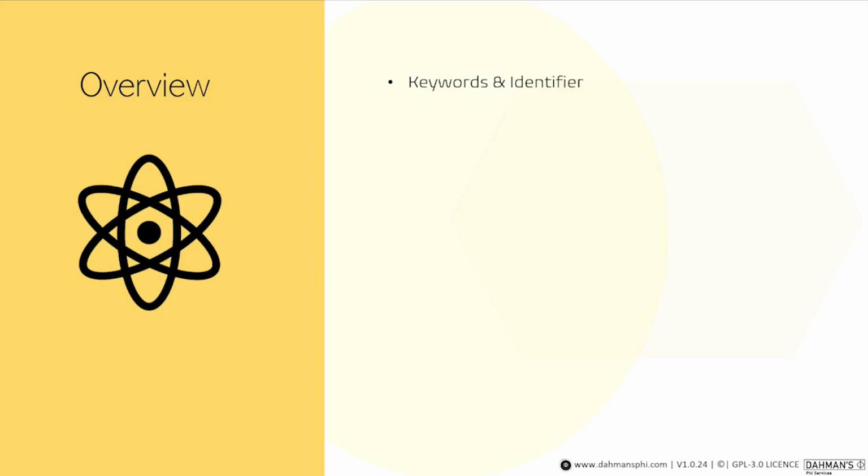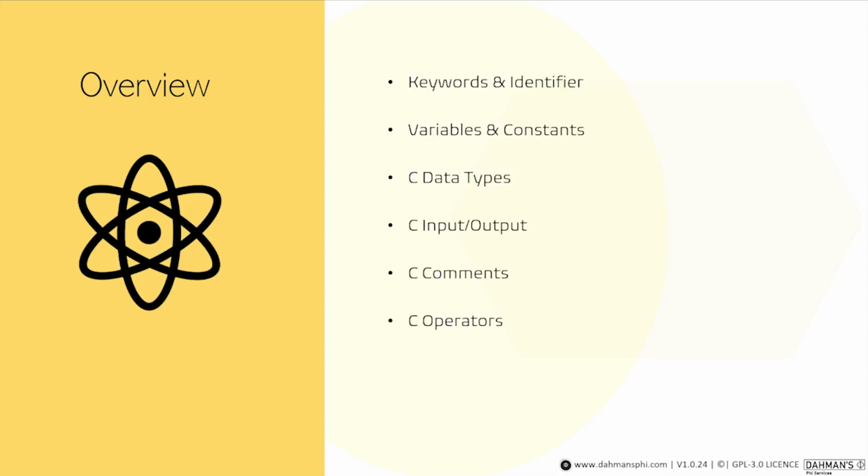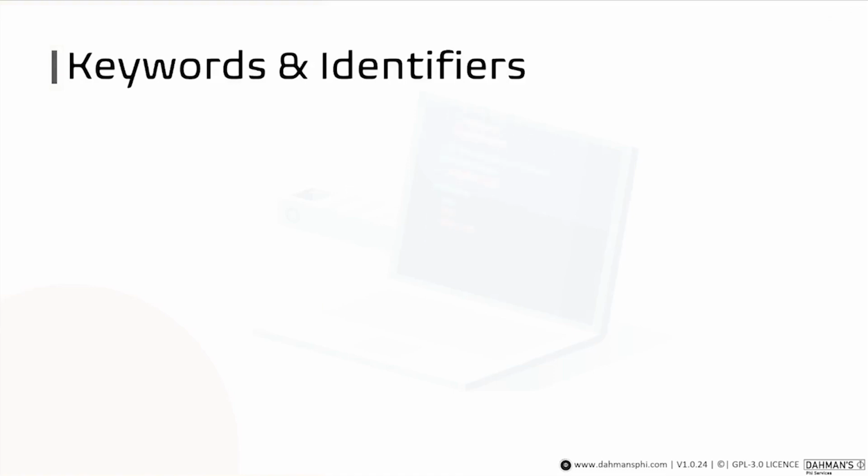First, we'll be looking at keywords and identifiers, as well as variables and constants, and C data types, input and output, comments, and operators. Finally, we'll be looking at a lab example to recheck all these concepts that we are going to learn about from an abstract point of view. Let's go ahead and explore the first outline, that is keywords and identifiers.